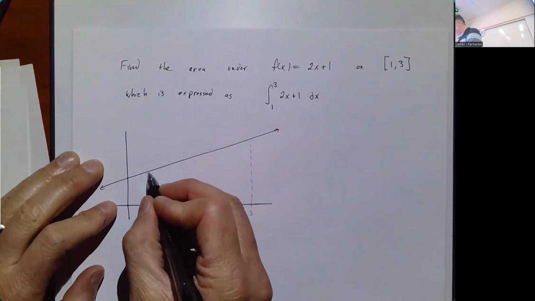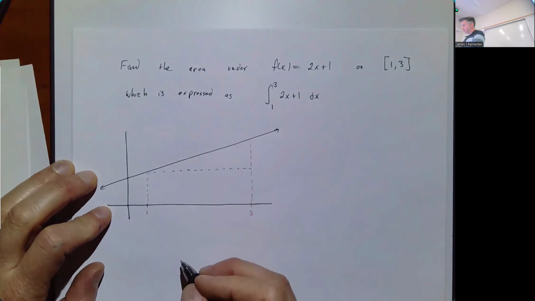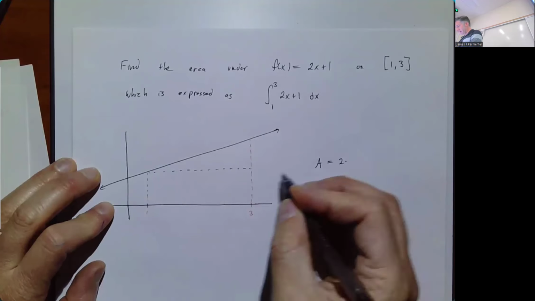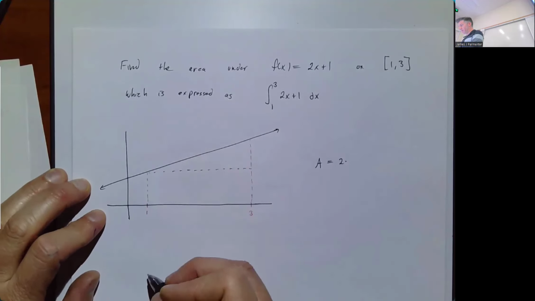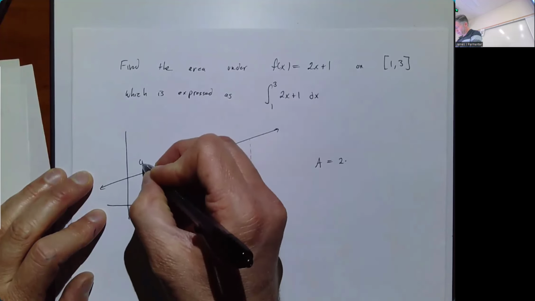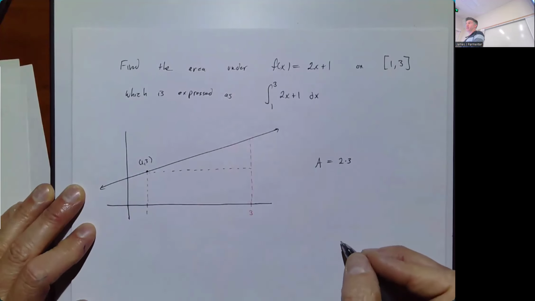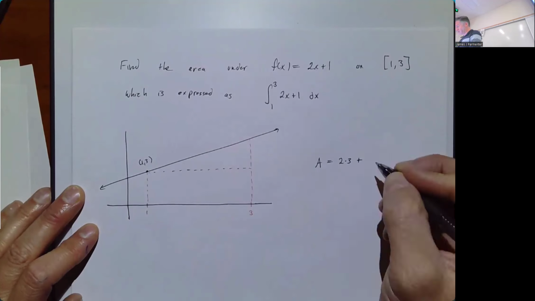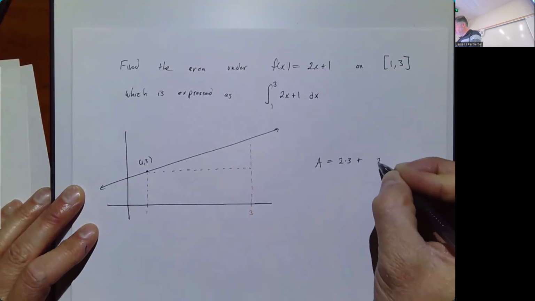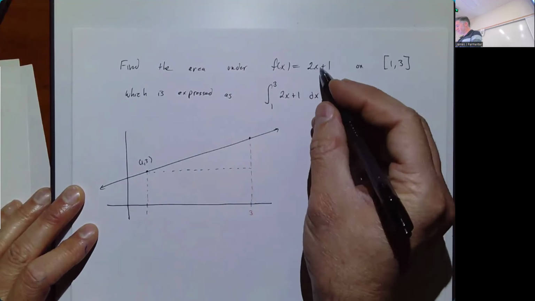If you draw this horizontal line here, you can see that I've got a rectangle whose base is 2 and whose height is however high the function is when I plug in 1. If I plug in 1, 2 times 1 plus 1 is 3. So the area of that rectangle is 2 times 3, which is 6. And the area of that triangle, well, this triangle here, the base is 2. And the height is, well, let's see, how high is it here? If I plug in 3, 2 times 3 plus 1 is 7.